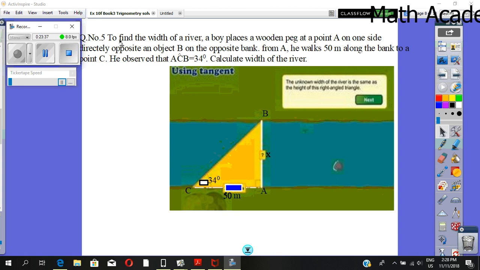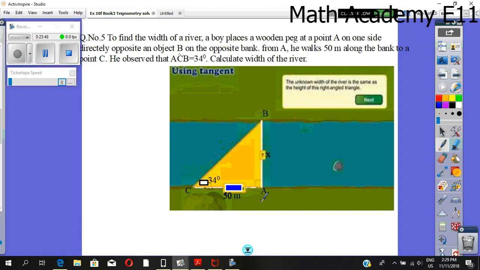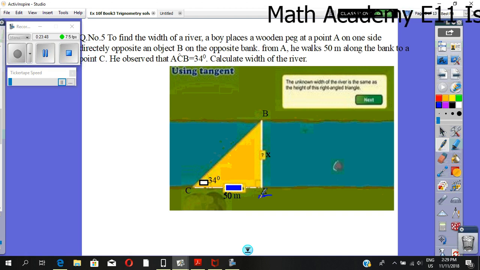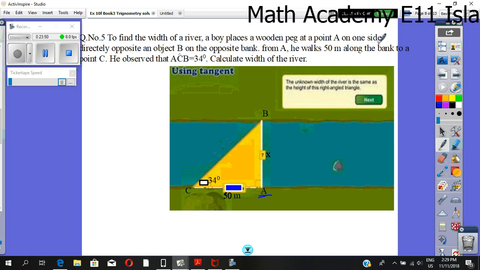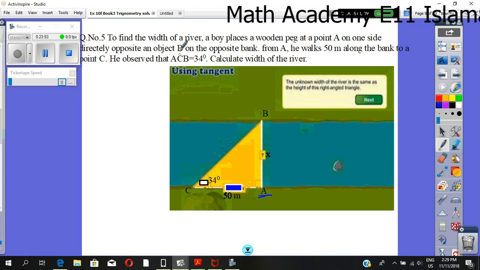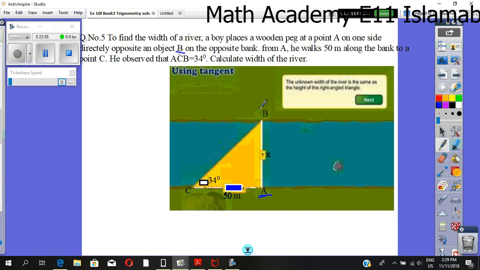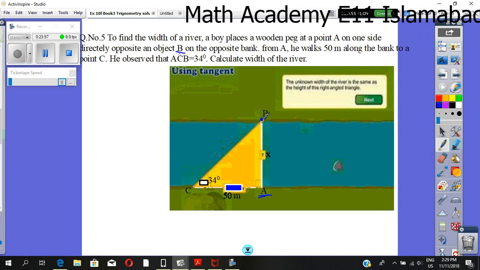Question number 5 is here. To find the width of a river, a boy places a wooden peg at a point A. This one is point A, on one side, directly opposite an object at B. Let's say one object was here at B directly.